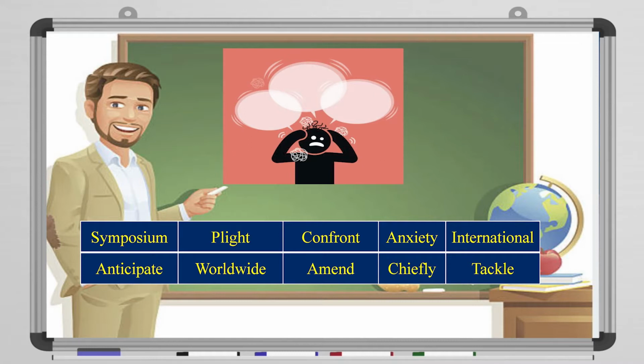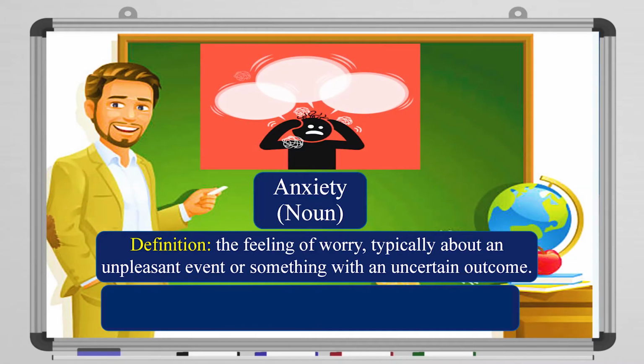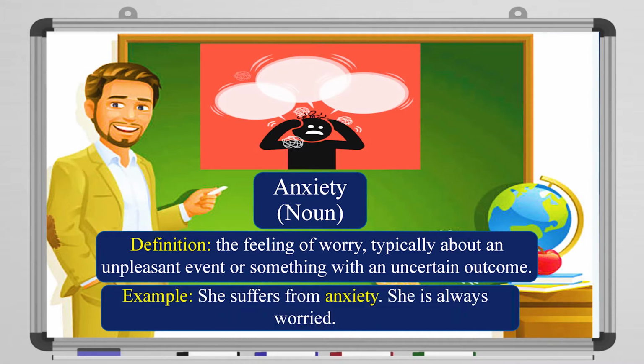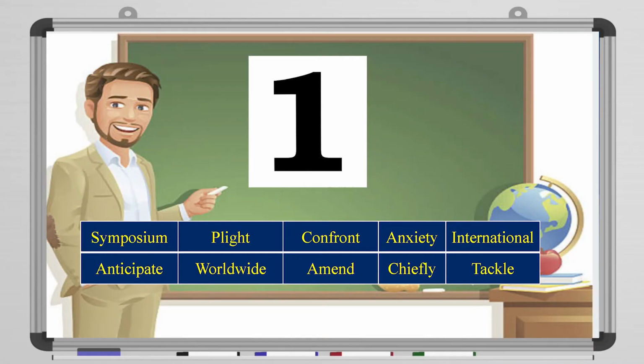So when someone is very worried and very anxious, oh, I gave you the answer. So this is anxiety. Very good. Anxiety is a noun, and it is the feeling of worry, typically about unpleasant events or something with an uncertain outcome. So for example, she suffers from anxiety. She is always worried. So someone who has anxiety, they're always thinking, constantly thinking, and worried about what's going to happen. Did you get that one? I'm sure you did. Let's look at the next one.